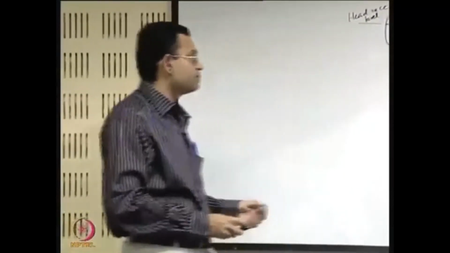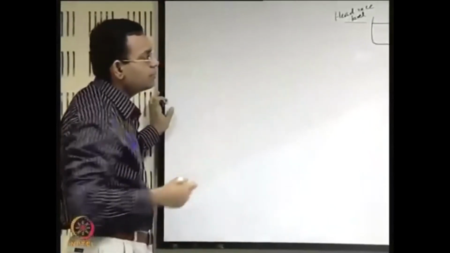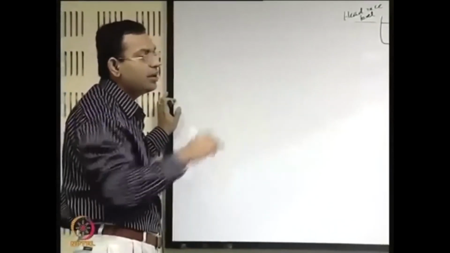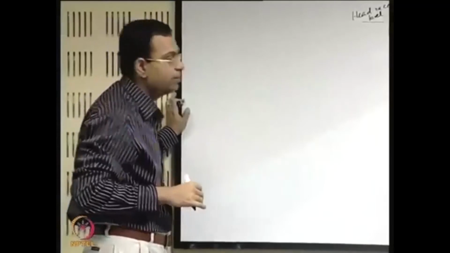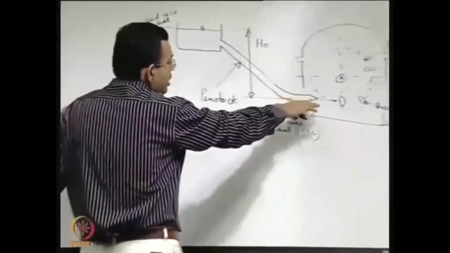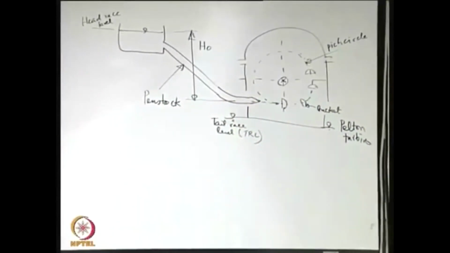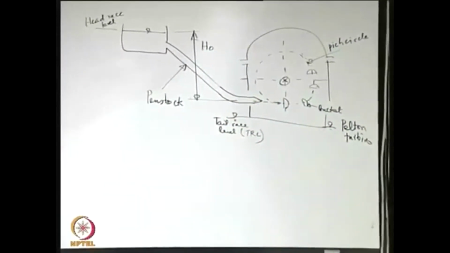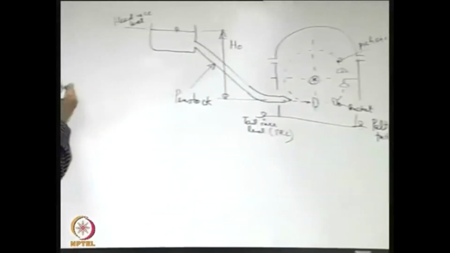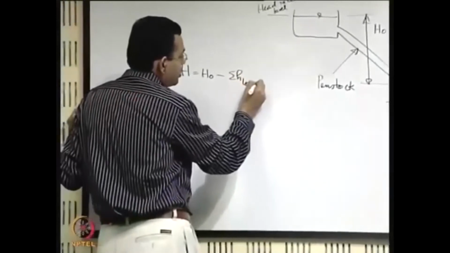We continue with our discussion on the hydraulic turbines, and we now try to develop a bit of a greater insight into the Pelton turbine working principle. So, if you have a nozzle here which is diverting a fluid jet, what is the head that is available with the nozzle? That is H0 minus summation of all the head losses in the penstock.